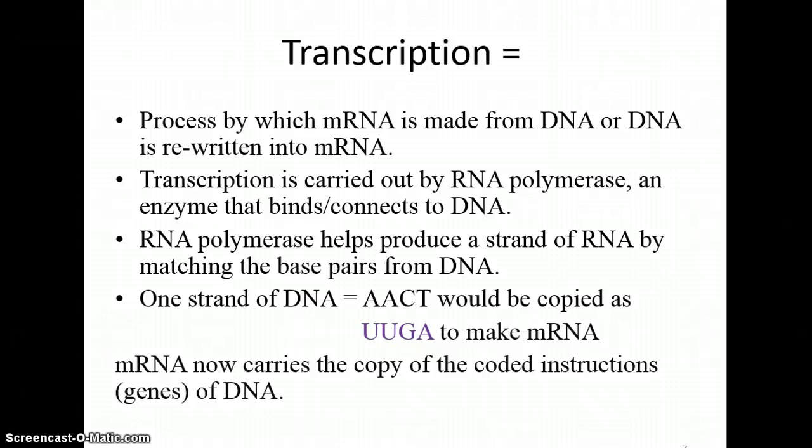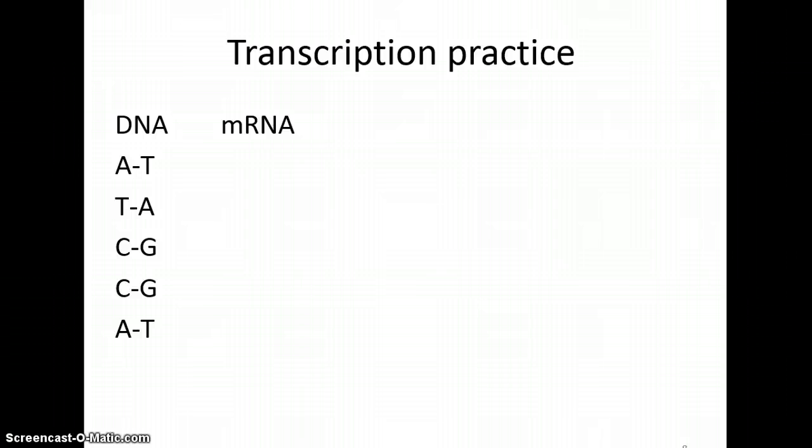If we have one strand of DNA, AACT, RNA polymerase would help make UUGA. There's your messenger RNA. Because remember, A's would normally go to T if we were making DNA, but to make RNA we have to go to U's, C's go to G, T's go to A. Messenger RNA now carries the copy of the coded instruction, or this gene. It will carry it to the ribosome to read it and to make the protein that is needed for your body to survive. Okay, so here's an example.